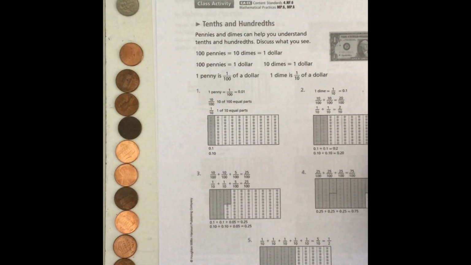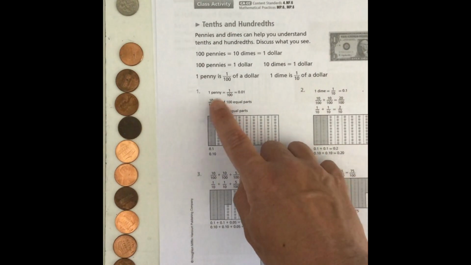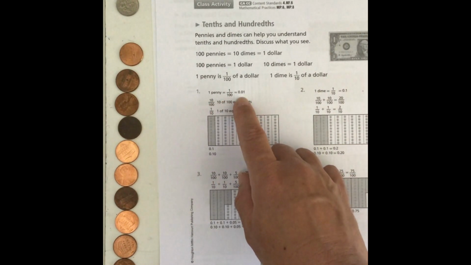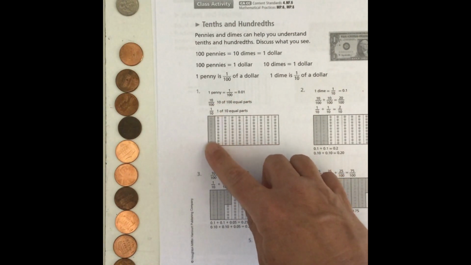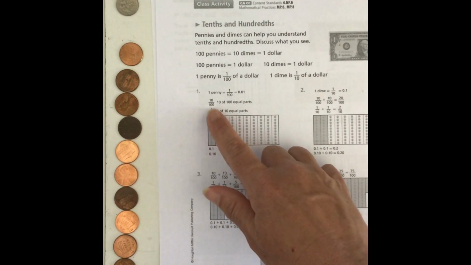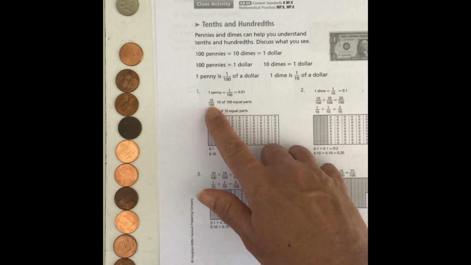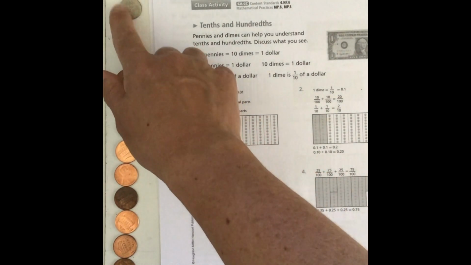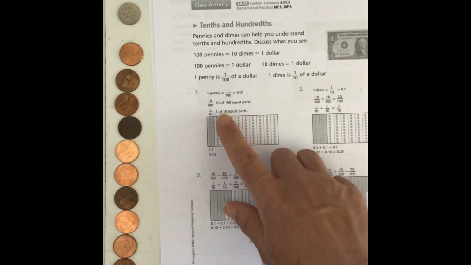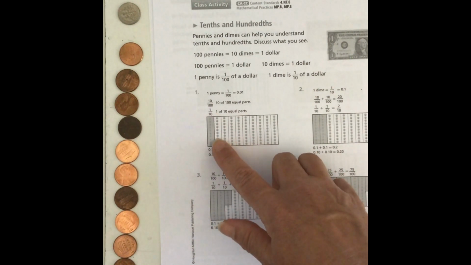So this is showing you that 1 penny is 1/100th, and we write it like this in the decimal form. But if we have 10 of them, we can say we have 10 hundredths. We have 10 pennies. So we have 10 of 100 equal parts, because 100 pennies makes a dollar, makes one whole. But instead of 10 pennies, we could also say that's the same as 1 dime, and that would be 1/10.